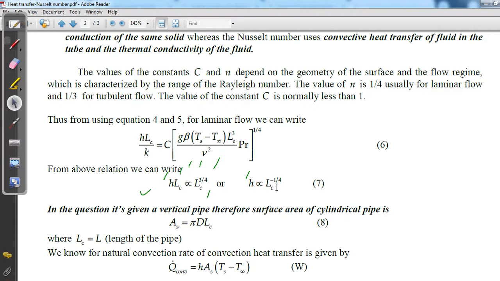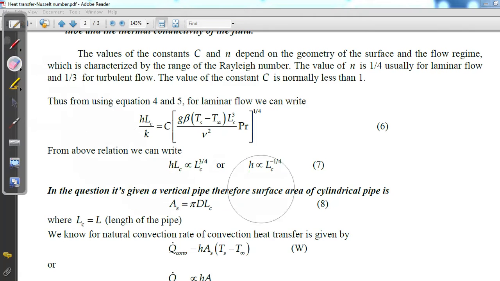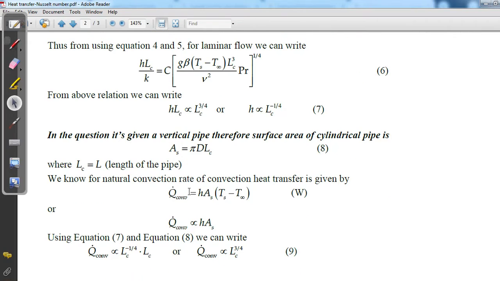characteristic length to the power minus 1 by 4. In the given question it is a vertical pipe, and a pipe is mostly in the form of a cylinder. So the cylindrical surface area is given by 2 pi r h or pi d into Lc. Lc is the length of the pipe in the given question. From Newton's law of cooling, Q convection is given by h As into Ts minus T infinity. Ts minus T infinity is constant, so we will remove it from here and write that Q convection is directly proportional to h into As.